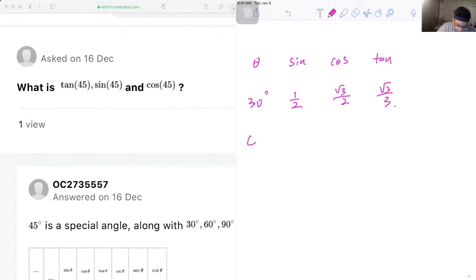Okay, and since we talked about 45, let's just jump to 60. So if we have 60, that is going to be equal to root 3 over 2. Wait, hold on. Yeah. So root 3 over 2, 1 over 2, and root 3. Oh, and if we have 0, the sine for that is just going to be 0, and cosine is going to be 1, tangent is 0.